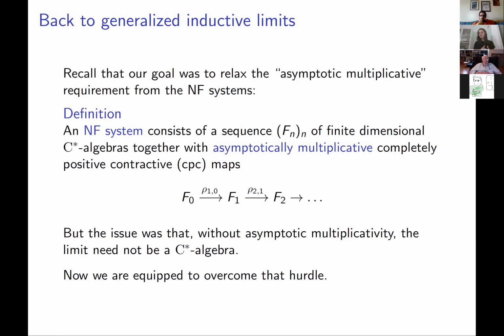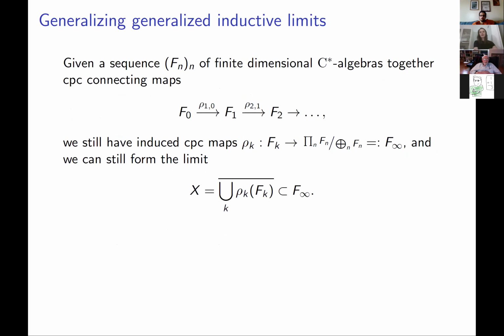But now we're equipped to overcome the hurdle. Okay, so generalizing the generalized inductive limits. Now I want to consider a sequence of finite dimensional C-star algebras with CPC connecting maps. So I've dropped asymptotic multiplicativity, just CPC connecting maps. Then, just like we did with inductive limits all along, we have induced CPC maps into the quotient algebra, which I'm going to start calling F infinity because it fits on the slide. And we can still form the inductive limit by just taking the union of all these algebras and closing it off. That's no longer going to be a C-star algebra, but it's going to be a closed self-adjoint subspace of the C-star algebra, which I've been talking about for the past 20 minutes.